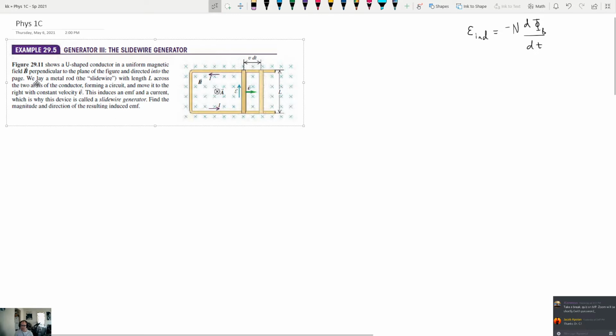So it says, we lay a metal rod with length L across the 2 arms of the conductor, forming a circuit, and move it to the right with a constant velocity V. This induces an EMF and a current, which is why it's called the slide wire generator. Find the magnitude and the direction of the resulting induced EMF. And we're going to do some other things. We're going to find the force needed to pull it at this rate, the power generated, and we'll say if we know what the resistance is, we can try to find the current in the system too.